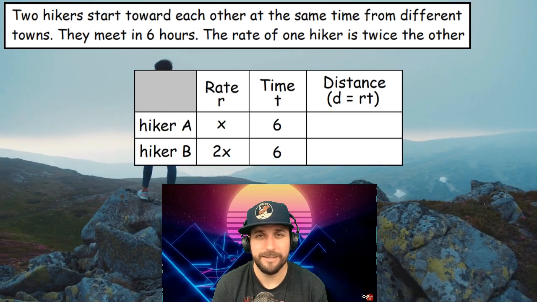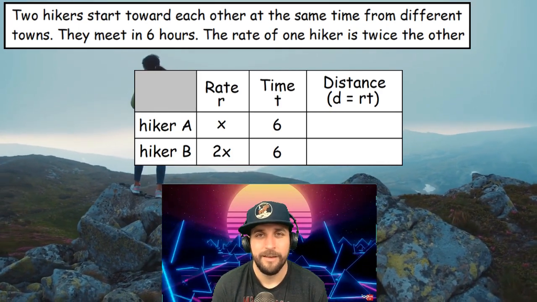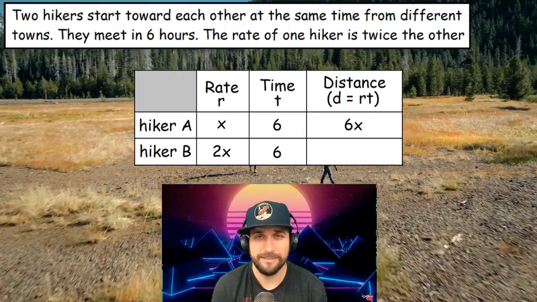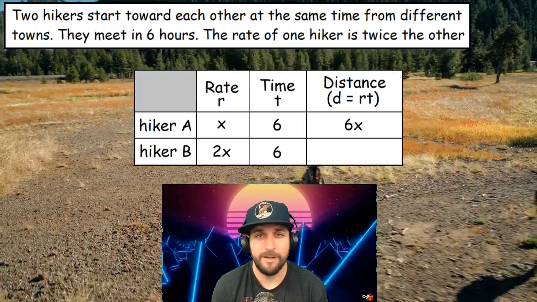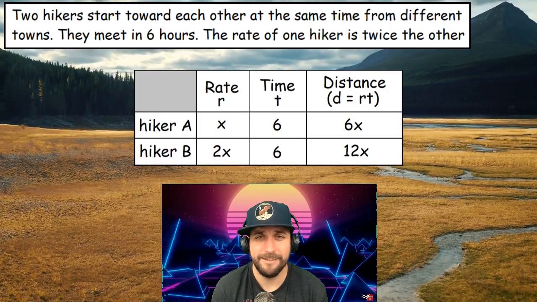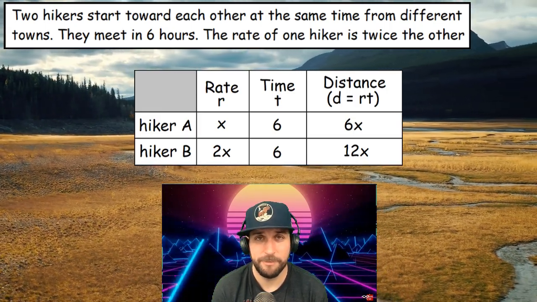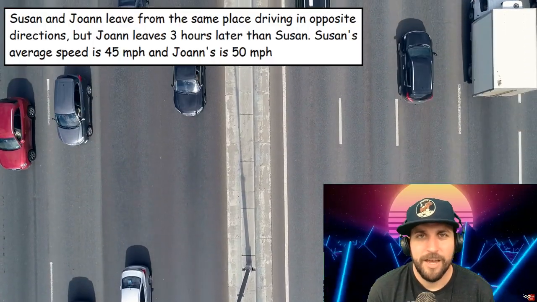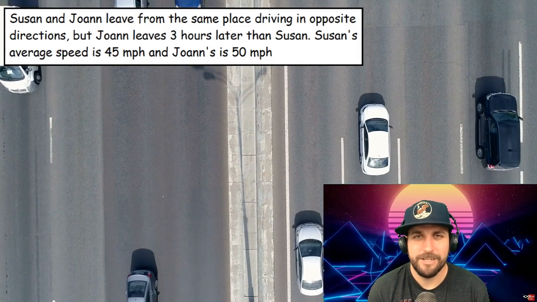So to complete the table, I want the distance. One hiker's distance was 6x, and the other hiker was 2x times 6, 12x. And that is my table. It's beautiful. All right. Practice 2: Joanne and Susan driving opposite directions.